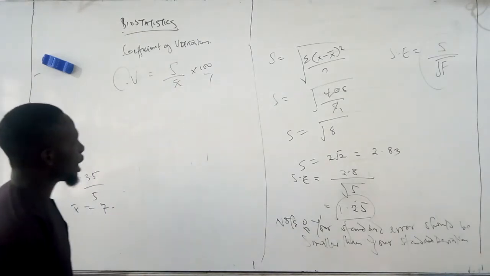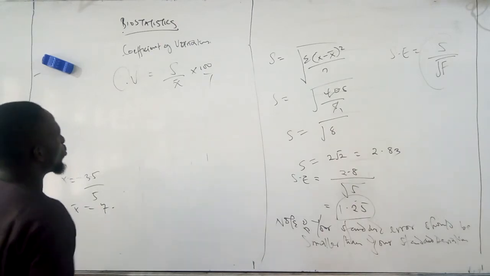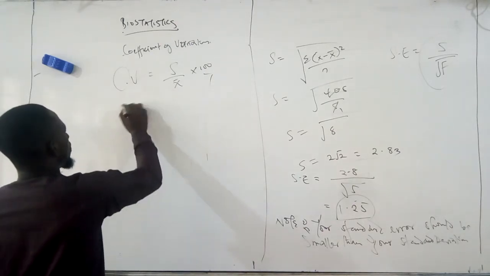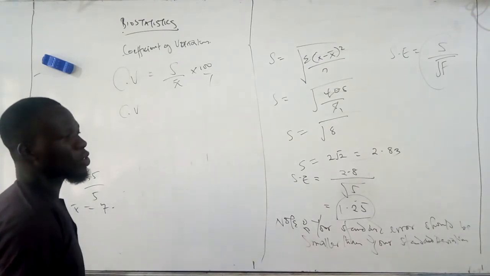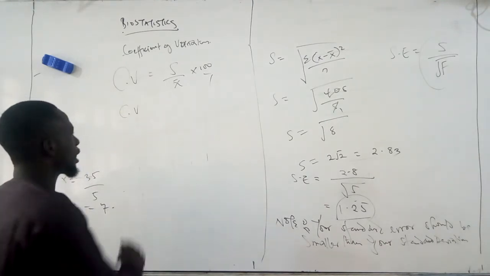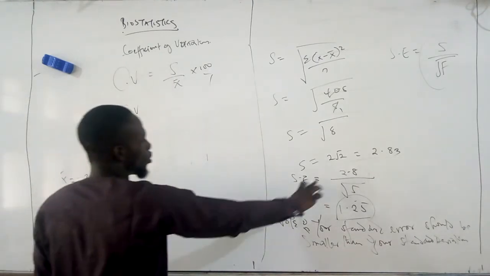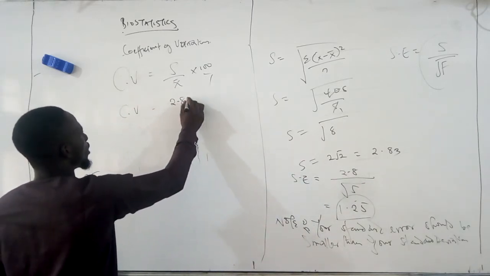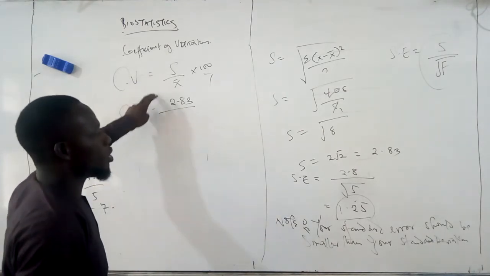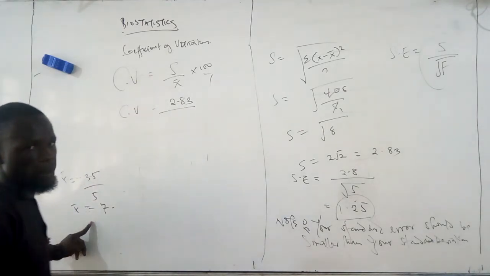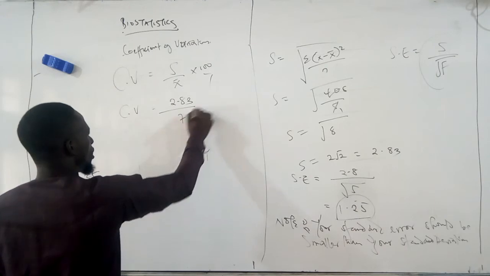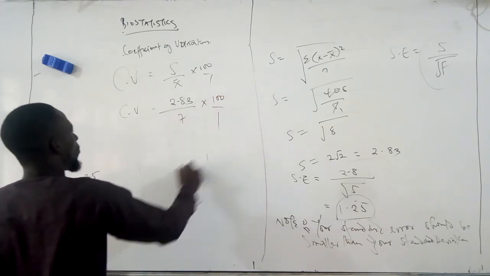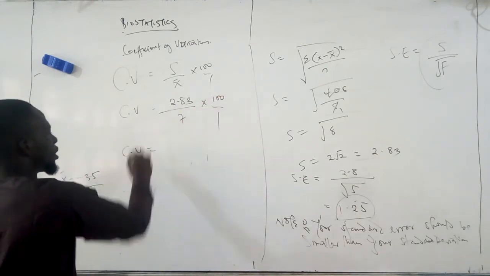So let's say our standard deviation for the first question we solved was 2.8. So calculating the coefficient of variation in this particular statistical data, our standard deviation was 2.83. So which is 2.83 divided by, what's your mean? Your mean was what? 7. Remember when we got our mean the other time? Multiplied by 100 over 1. So it is expressed as a percentage.